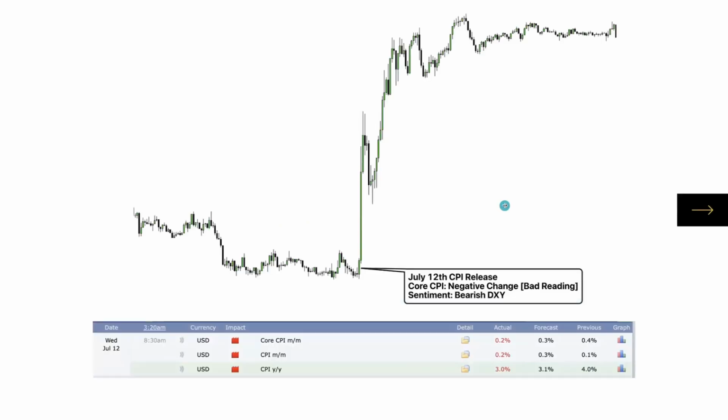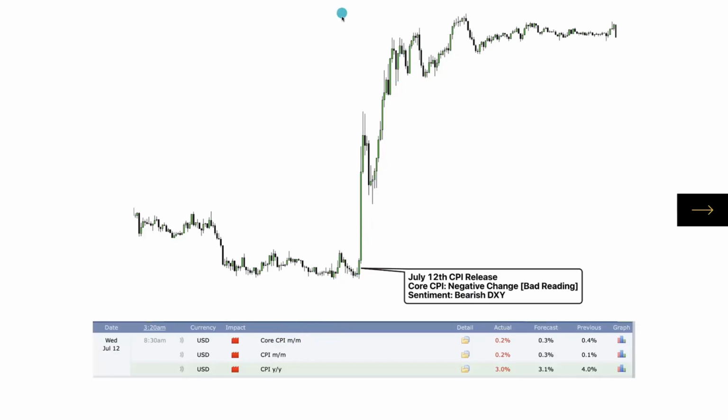For the July 12th CPI release, you can see that the core CPI led to a negative change. The sentiment is bearish: 0.2, previous 0.4, forecast 0.3. So it is a bearish core CPI causing price to skyrocket.